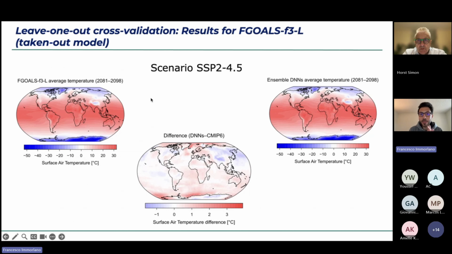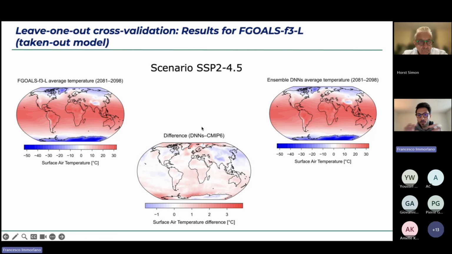These are the results over space. Here we have the average of temperature maps predicted by FGOALS-f3-L in the last 20 years of the century. This is the same map, but just with the predictions of the DNNs in the last 20 years of the century, and this is just the difference between the two.